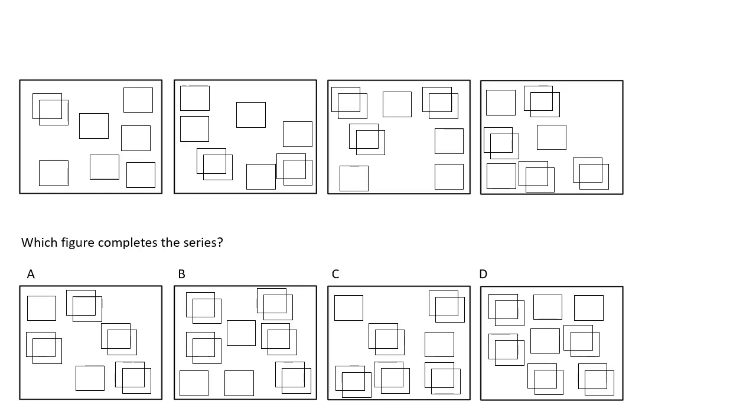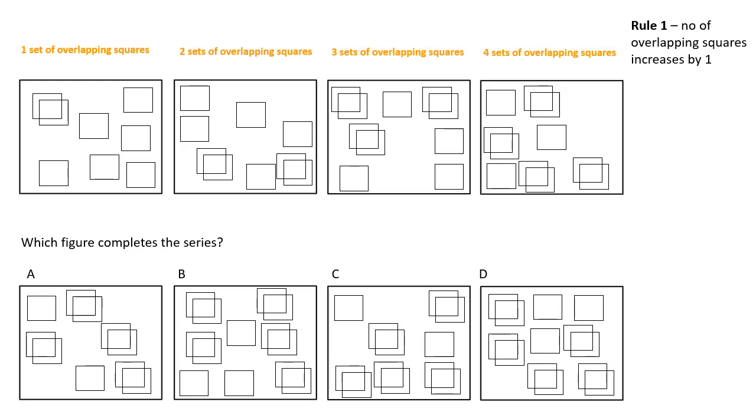Okay, so this question has 2 rules. The first is that the number of overlapping squares increases by 1. So in the first figure, there's 1 set of overlapping squares. In the next, there are 2, then there are 3, and then there are 4. So in the next figure, there should be 5 sets of overlapping squares. A only has 4 sets of overlapping squares, so we can rule out A.